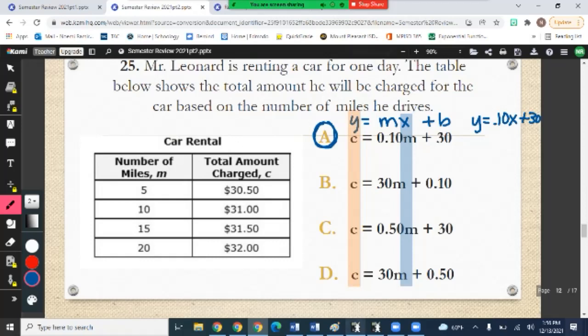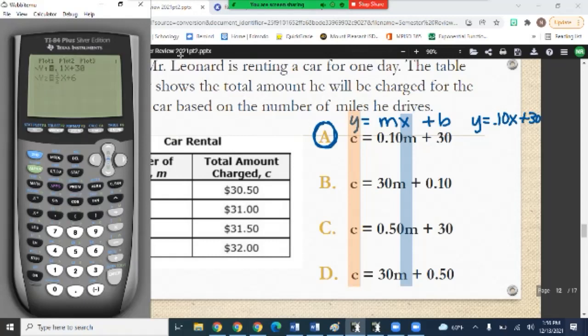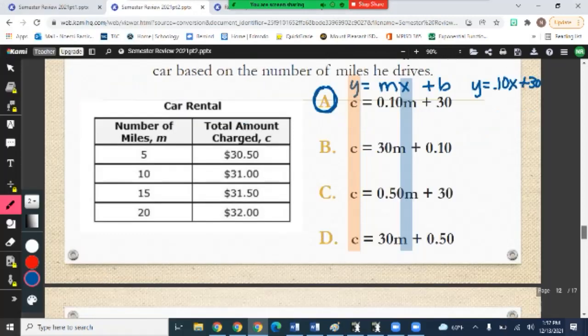That's just another option. So if I go and put c into y equals, let me clear this out just for purposes of the video, 0.1x plus 30. I go to what, 5, 10, 15? Second table. 5, 30.5, 10, 31, 15, 31.5. You see it? So you can work backwards.